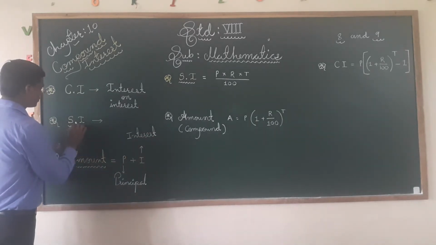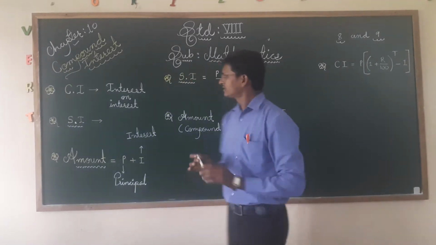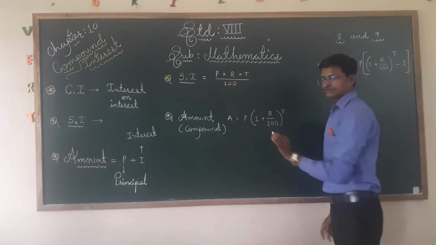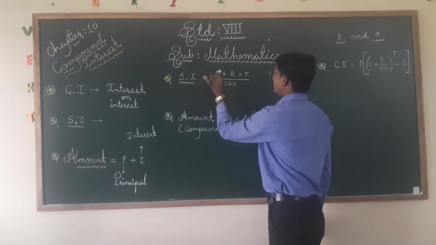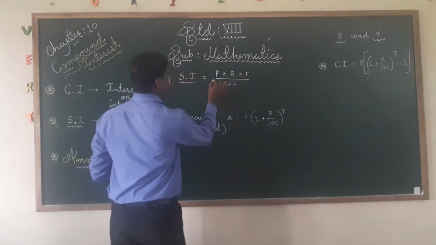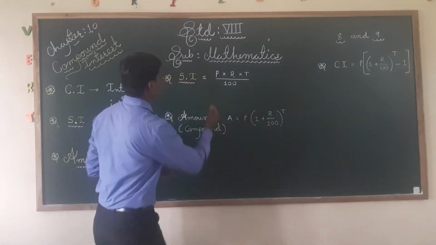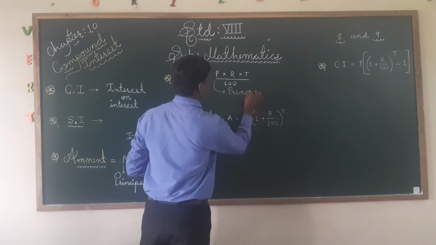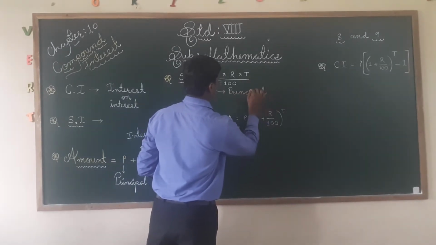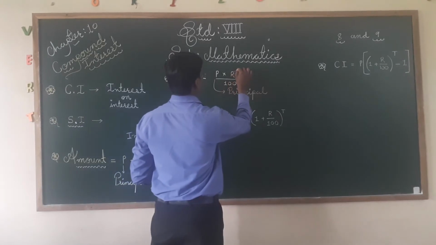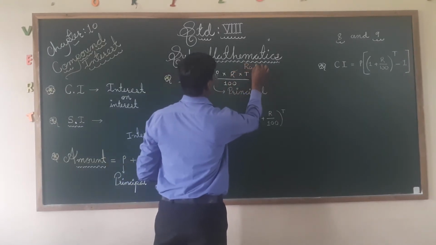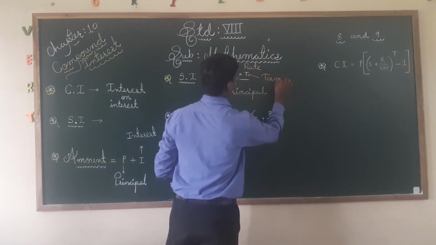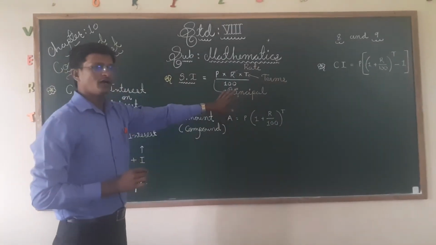Here we talk about SI. We are aware that the formula for simple interest is PRT upon 100. Where P is principal, R is rate, and T is for the term.